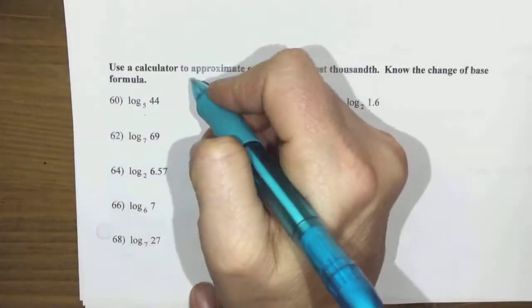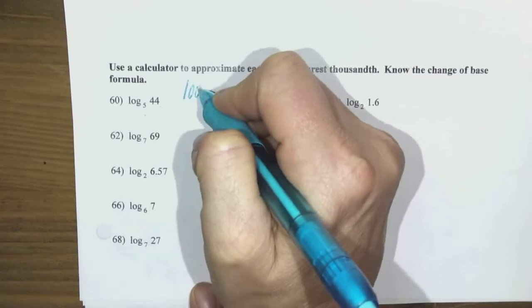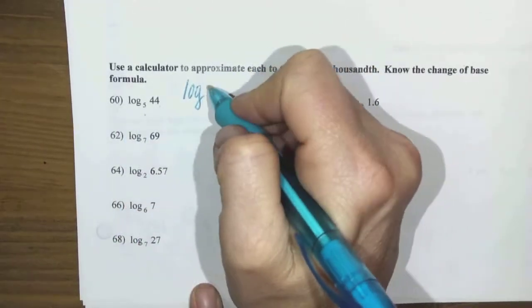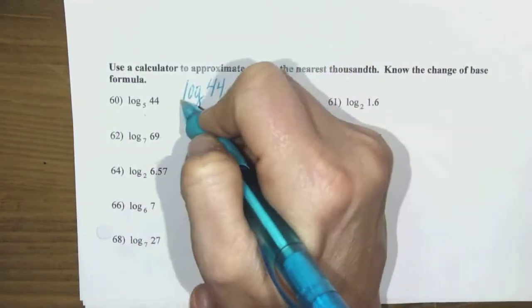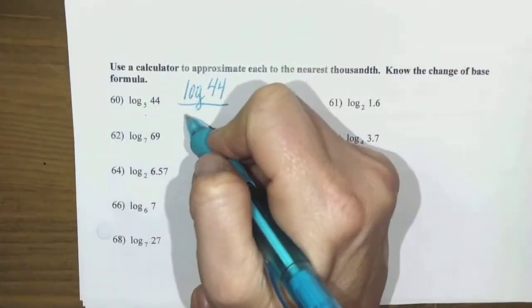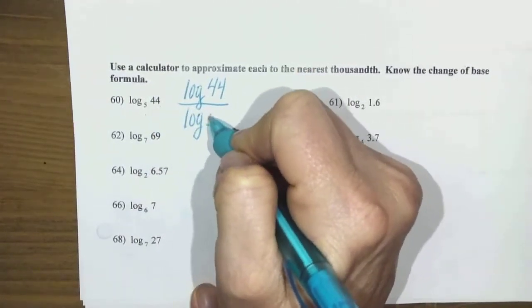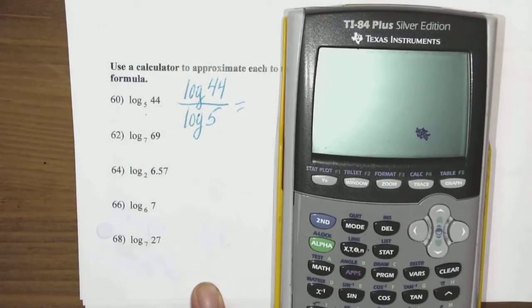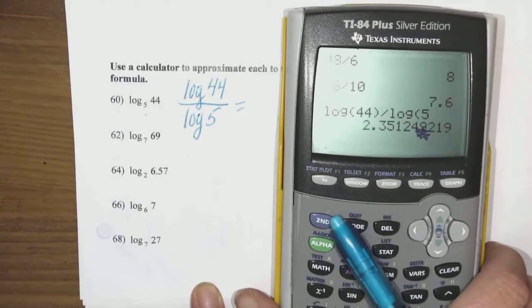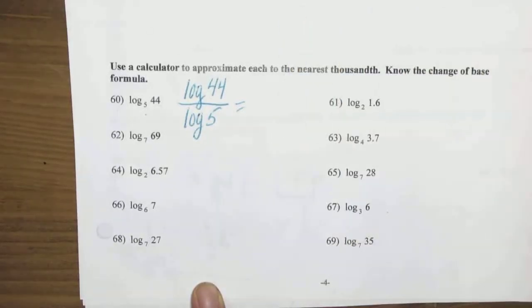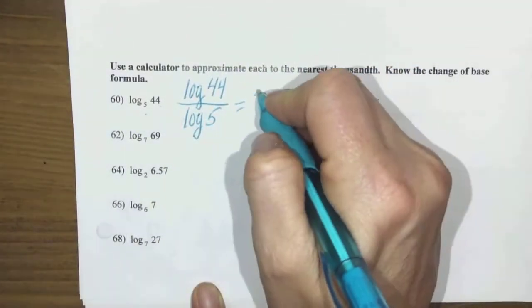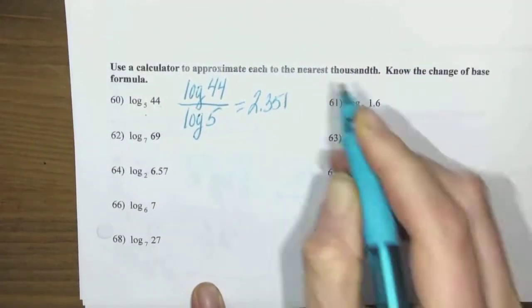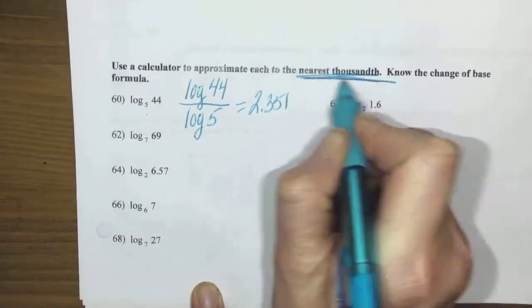Just to give you a heads up, we can do what's called the change of base formula. If it's one we don't know, we can type in the log of 44. You take the log of the argument and divide it by the log of the base. And if I go to my calculator and type that in, log 44 divided by log 5, I get 2.351. And these are supposed to be rounded to the nearest thousandth.